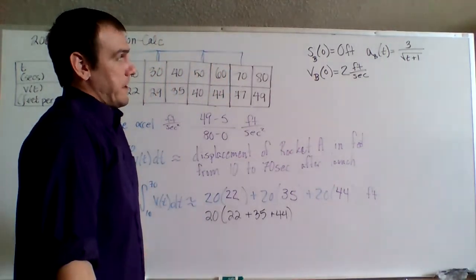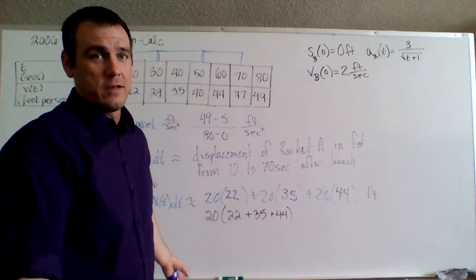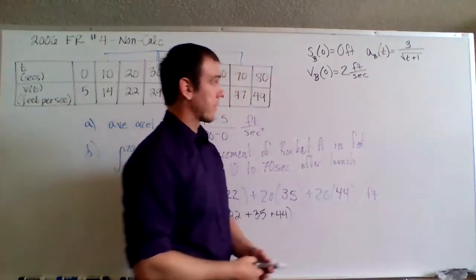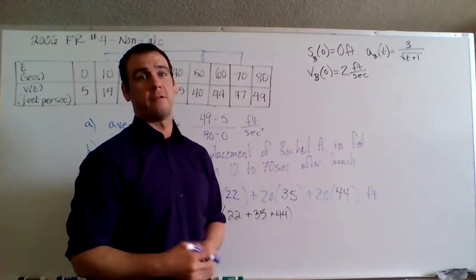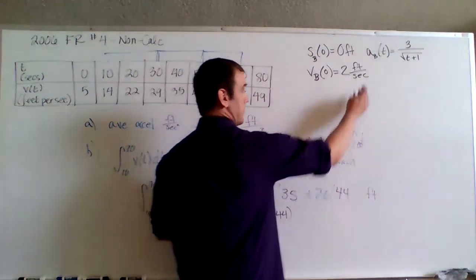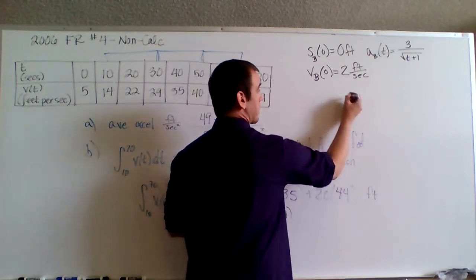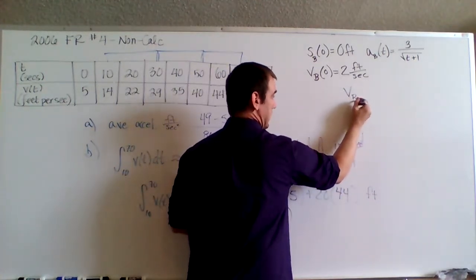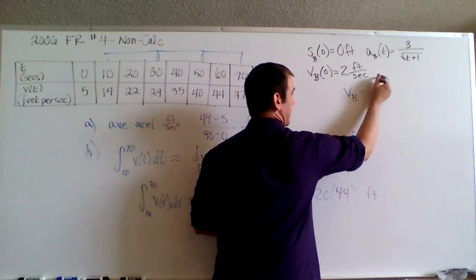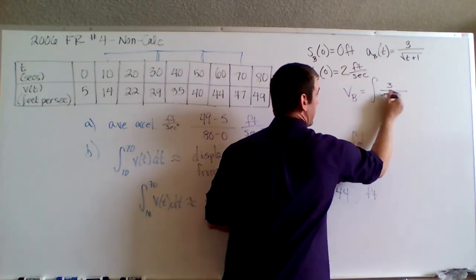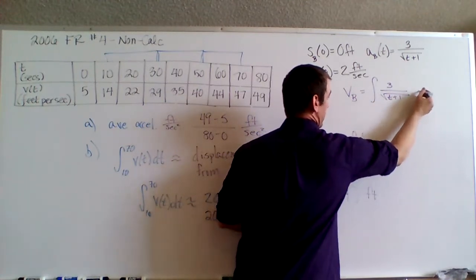I don't have a velocity equation though for rocket B. The only equation I have is an acceleration. So if I want to find a velocity, I'm going to need to integrate the acceleration. So velocity of rocket B is going to equal the integral of my acceleration, which is 3 over the square root of t plus 1 dt.